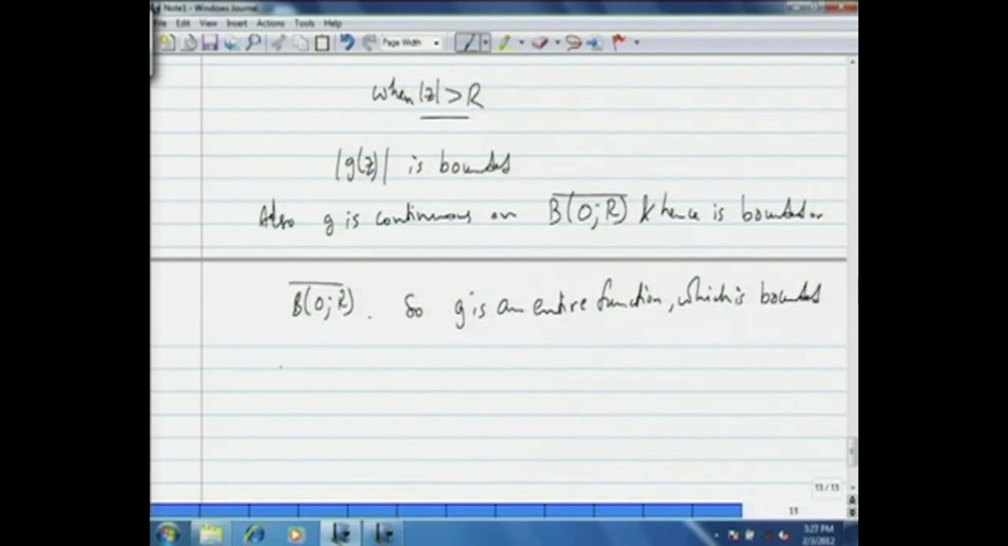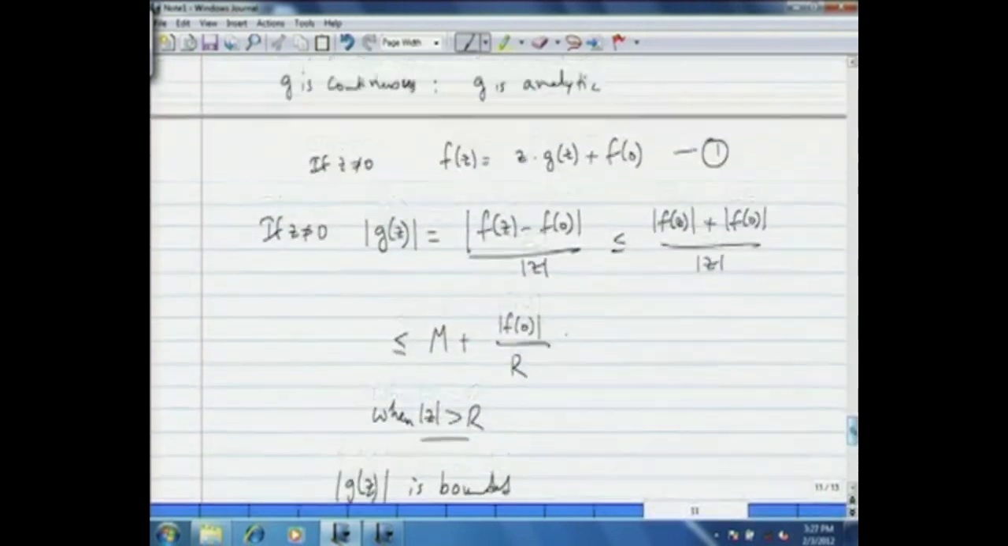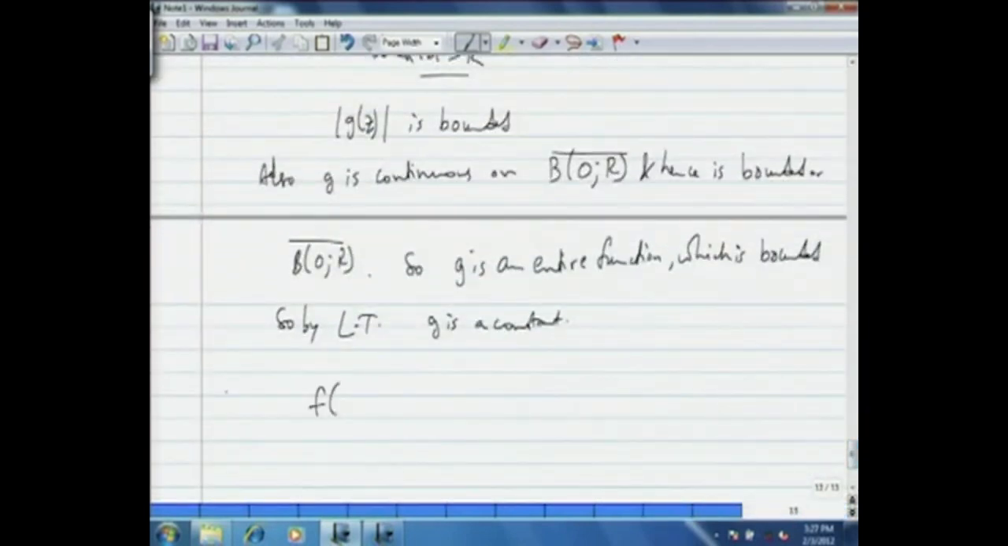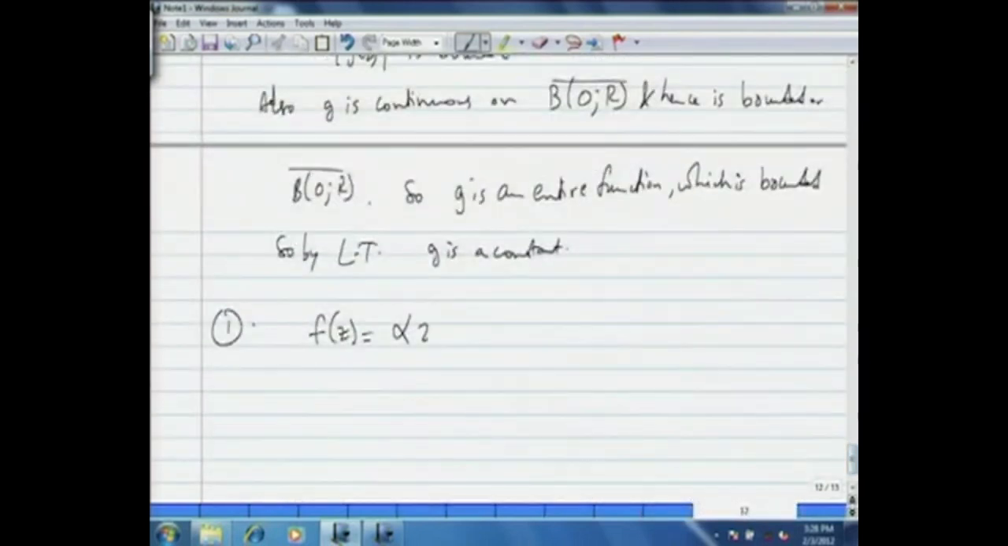So we conclude that by Liouville's theorem g is a constant. So g is a constant function. Using 1, we get f of z is some constant alpha times z plus f of 0. Let me go back to 1. And this is what we want, so that shows the problem.